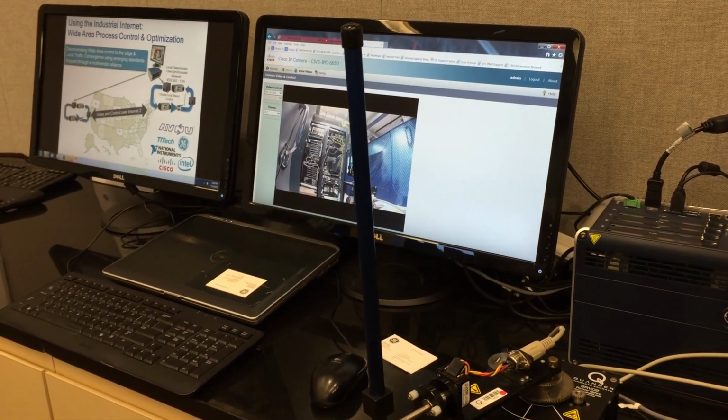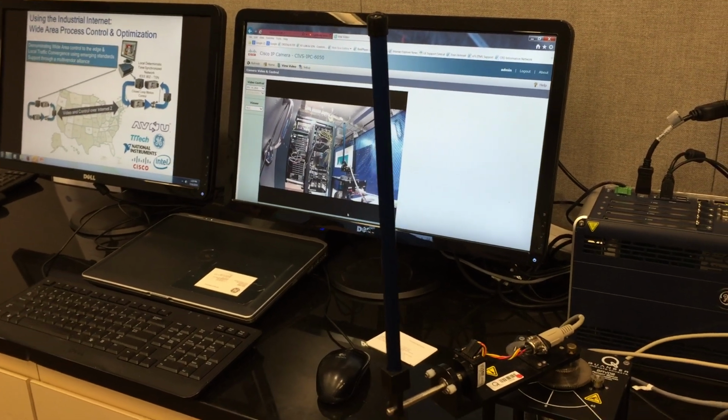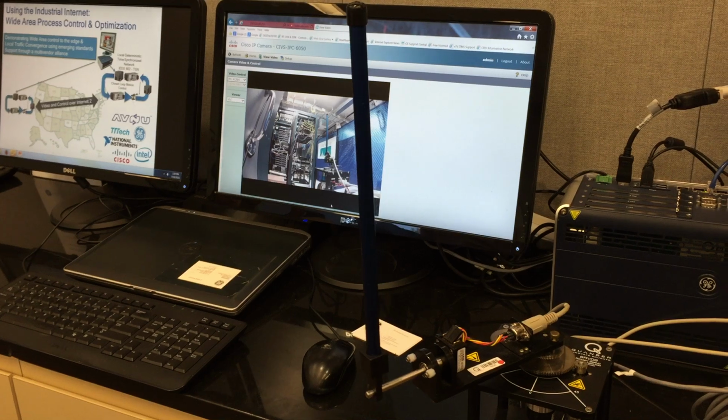So now I've made a small change, and you can see the one in San Jose just moved over, and so did the one here. And they're doing this together. They're both getting the information at the same time and synchronized together.